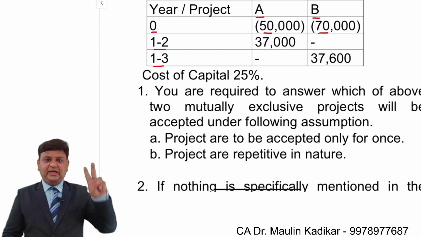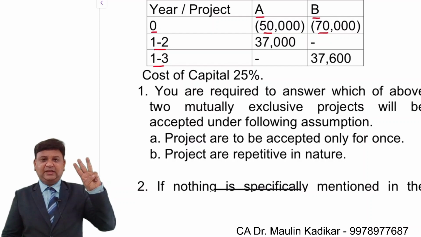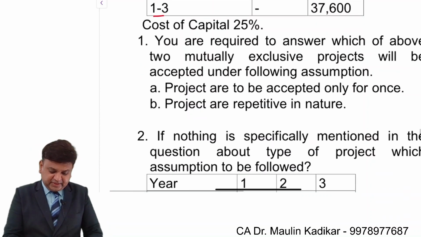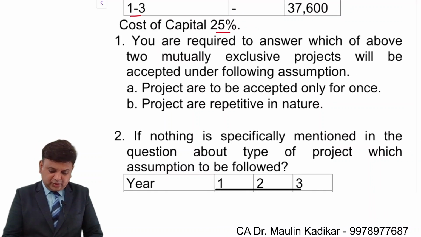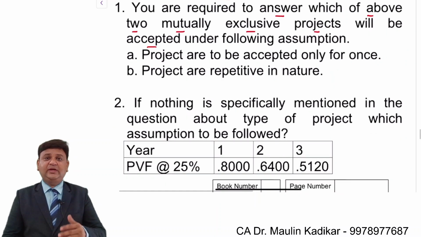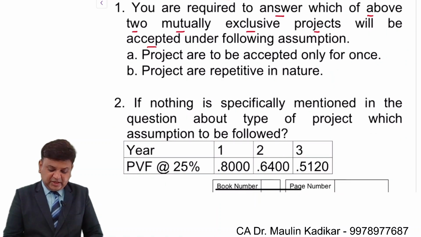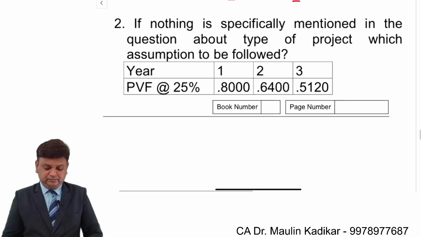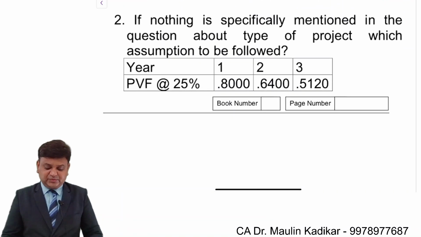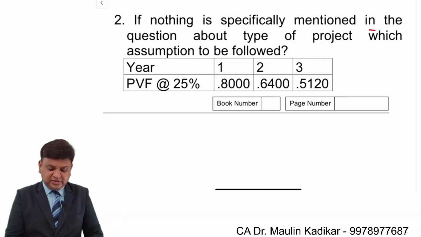It means that Project A has a life of 2 years and Project B has a life of 3 years. Discounting rate is provided to us as 25%. You are required to answer which of the above two mutually exclusive projects will be accepted under the following assumptions: if the projects are to be accepted only once, and if the projects are repetitive in nature. Second part of the question: if nothing is specifically mentioned in the question about the type of the project, which assumption should be followed?